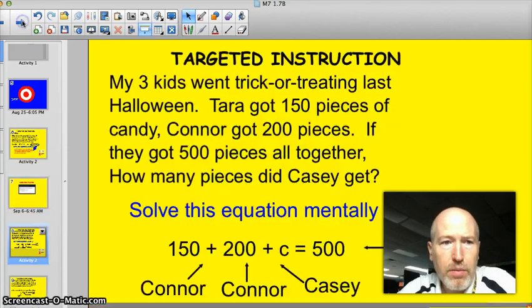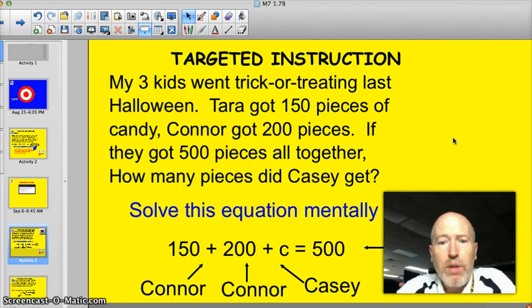All right, here's an example. We did all these problems yesterday. I had you write the equations. Today I'll have you solve them, and I've switched some of the numbers around. My kids went trick-or-treating last Halloween. Tara got 150 pieces of candy. Connor got 200 pieces. If they got 500 pieces altogether, how many pieces did Casey get? See if you can solve that equation mentally.